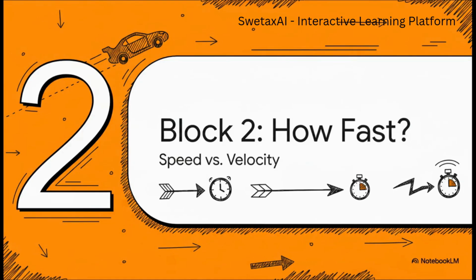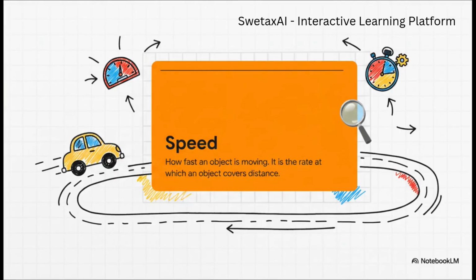Okay, so now we know where something is and how far it's moved from its starting point. So block 2 adds the next obvious question. How fast did it do that? This is where we need to understand the huge difference between speed and velocity. This brings us to a word we use all the time: speed. It's the number you glance at on your car's speedometer, right? It just tells you how much ground you're covering over a certain amount of time. It's really just a measure of how fast.